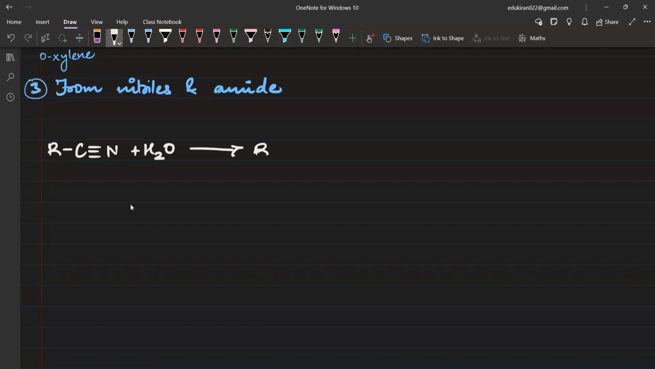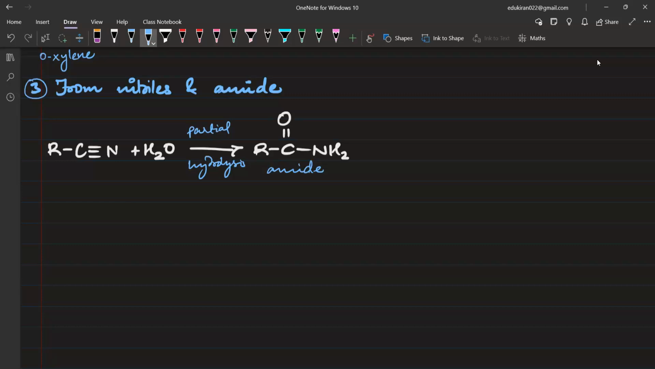So what will you get? R as it is, carbon will get double bond O, and the nitrogen will get NH2, making it an amide. This is amide. And what is happening here when we are adding water is partial hydrolysis. Okay. This is partial hydrolysis.